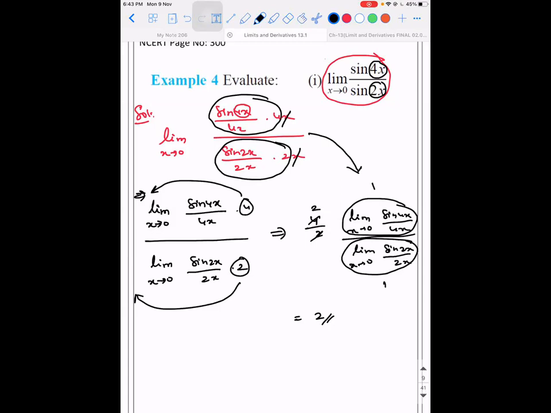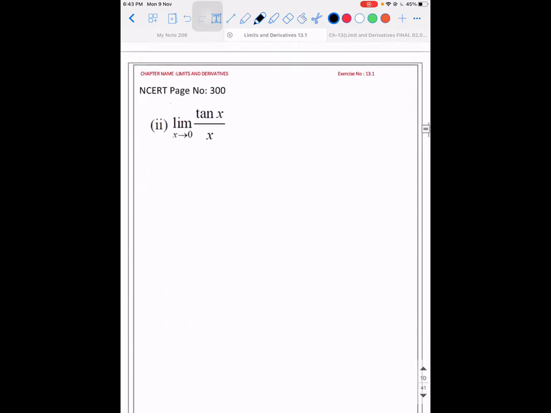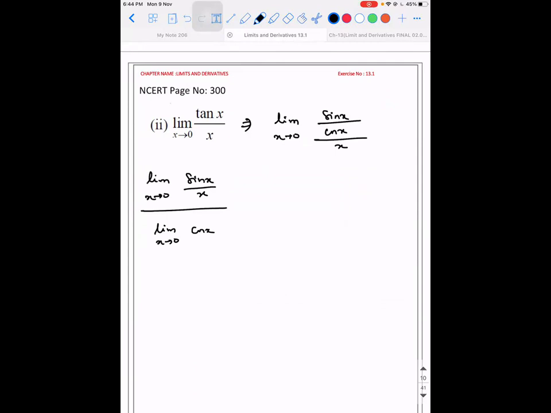Okay. Next. Limit x tends to 0, tan x by x. So tan x can be written as sin x divided by cos x, the whole divided by x. So this can be written as limit x tends to 0, sin x by x, the whole divided by limit x tends to 0, cos x. Did you understand what I did? I combined this x with sin x. So I took sin x by x as one function, cos x as another function. So what is the answer for this?